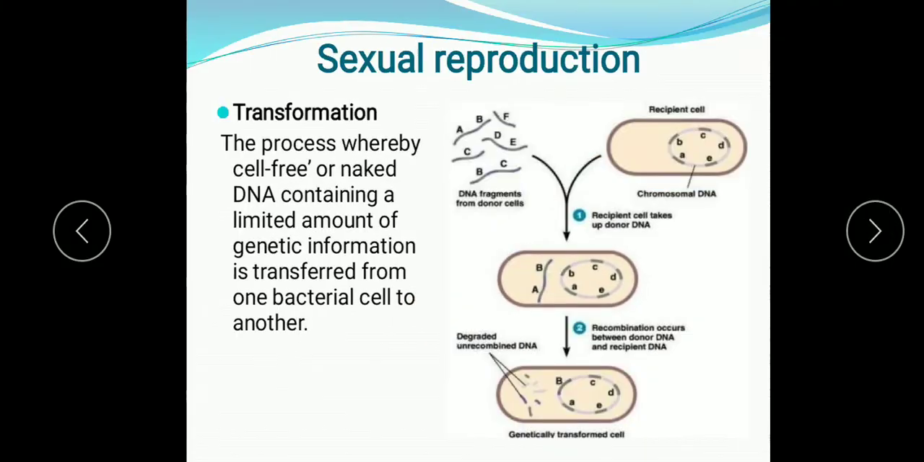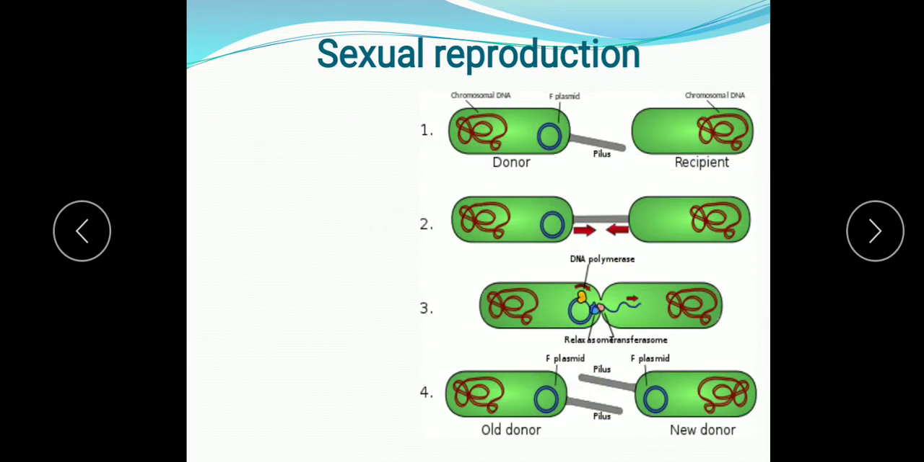You do not need the details of all this process. I am explaining it just to help you understand the concept. You have only definitions. The phenomenon was discovered by Frederick Griffith, and he studied the bacterium Streptococcus pneumoniae. Now the next method of sexual reproduction is conjugation.